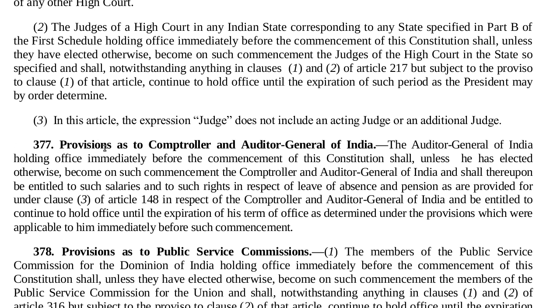Article 377. Provisions as to Comptroller and Auditor General of India. The Auditor General of India holding office immediately before the commencement of this Constitution shall, unless he has elected otherwise, become on such commencement the Comptroller and Auditor General of India, and shall thereupon be entitled to such salaries and to such rights in respect of leave of absence and pensions as are provided for under clause 3 of Article 148 in respect of the Comptroller and Auditor General of India, and be entitled to continue to hold office until the expiration of his term of office as determined under the provisions which were applicable to him immediately before such commencement.